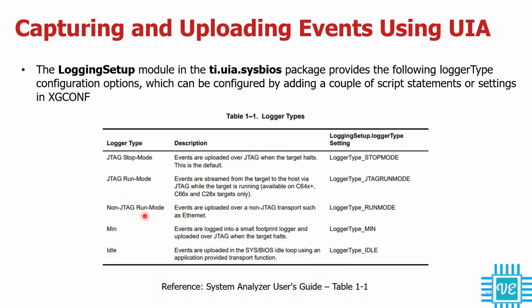Then coming to the non-JTAG run mode, this is another feature. Again, events are uploaded on a non-JTAG transport such as Ethernet. And there are some other features also. The one we are interested in is the JTAG stop mode. Basically we will run the application for some time, probably 10 to 15 seconds, and then we will halt the processor, and then we'll try to log the events.